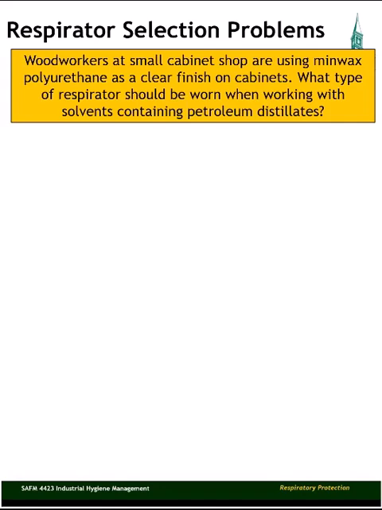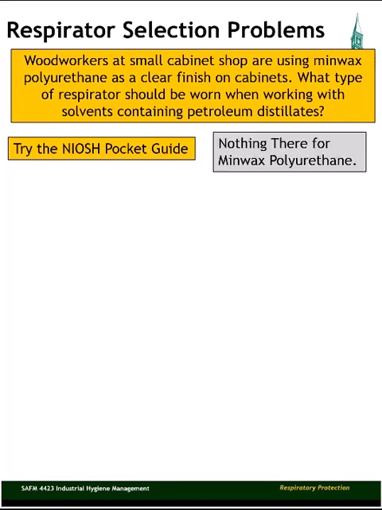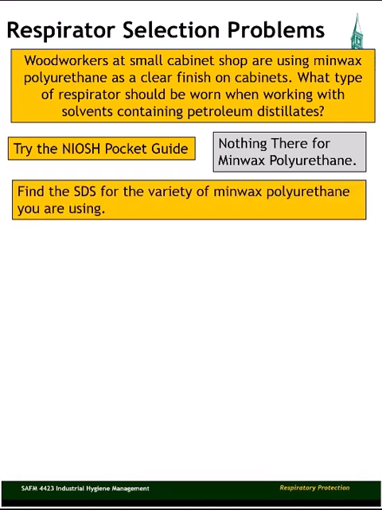But our first step could be, let's try the NIOSH Pocket Guide. Let's do a search for Minwax polyurethane. When we look in the NIOSH Pocket Guide, there's nothing for Minwax polyurethane. A next step would be to look at the SDS for the variety of Minwax polyurethane you're using. There are a lot of different Minwax polyurethanes. There's oil-based, there's water-based, there's a lot of different types. Make sure you have the correct SDS for the type that you're using in the cabinet shop.